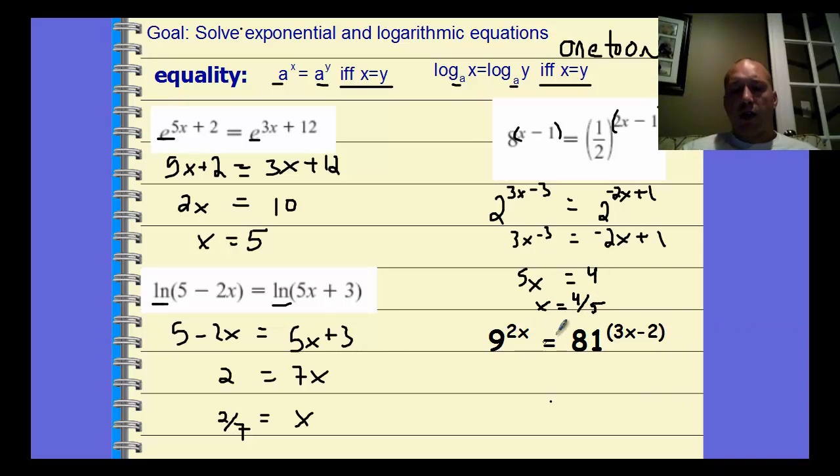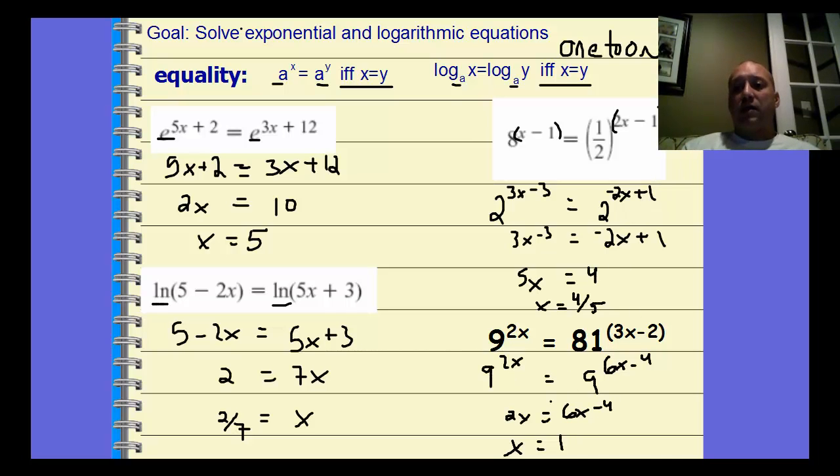And the last one down here, same thing, this would be 9 to the 2x power. I'm going to leave that. But 81 could be 9 squared. And that 2 gets multiplied through that parenthesis to get 6x minus 4. And so then 2x has to equal 6x minus 4. And then we can solve that, so subtract by 6x, divide by it, so you should find x is 1 when you solve that. So this is called the one-to-one property.